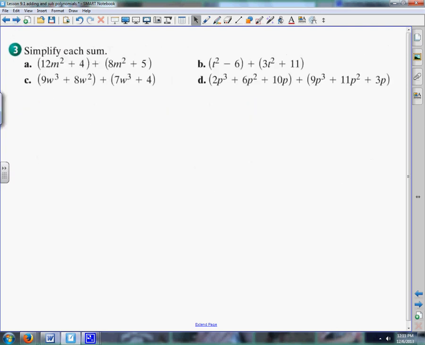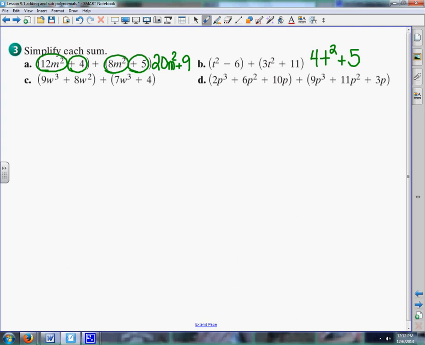All right, now it's going to ask you to simplify each sum. So now these are all addition. If I did this first one, I can only add like terms. So I'm going to add the 12 and the 8, and that gets me 20m squared. And then I'm going to add my 4 and my 5, and that's 9. If I look at B, I have 3t squared and 1t squared, so that'd be 4t squared. And then negative 6 plus 11 is 5. So I have 4t squared plus 5. So try C and D.